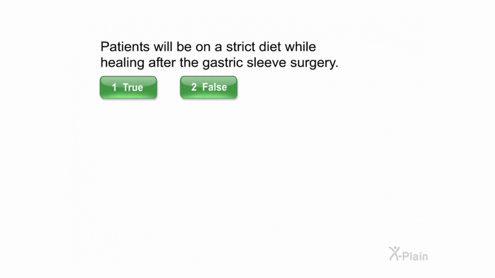Patients will be on a strict diet while healing after the gastric sleeve surgery. Select true or false. Correct.